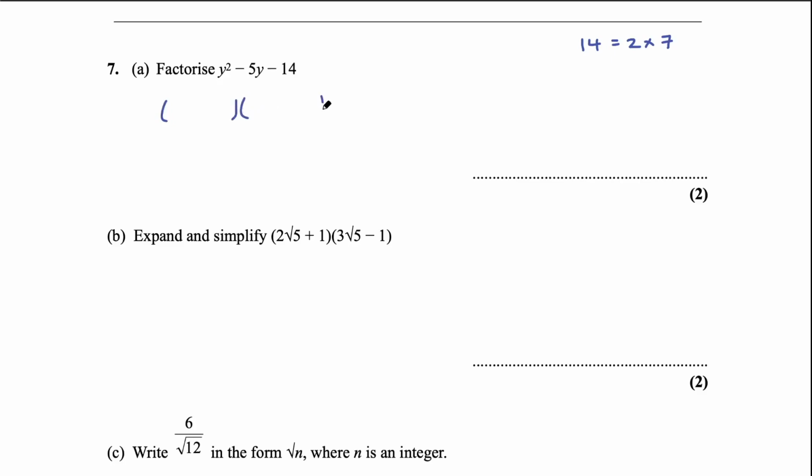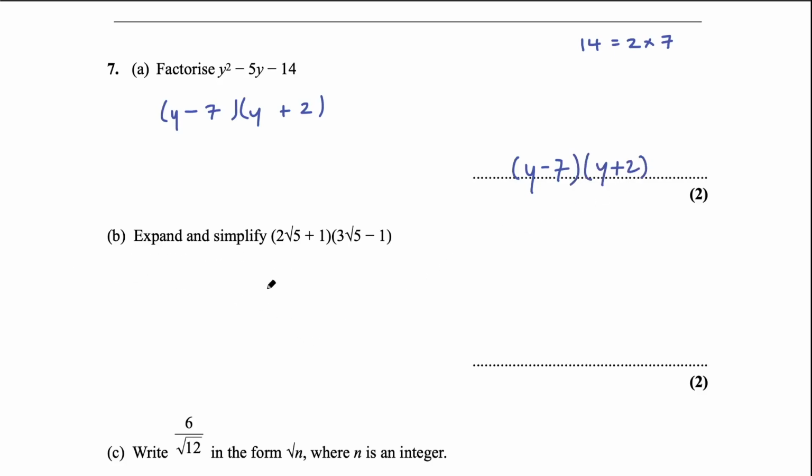But usually I would just look at the factors of 14, 2 and 7, and look at the coefficient of y and say, does 2 and 7 make 5? Yes, it does. And I'd have to have a negative 7 and a positive 2. Negative 7 plus 2 is negative 5, and then negative 7 times 2 is negative 14. So the final answer there would be (y − 7)(y + 2).